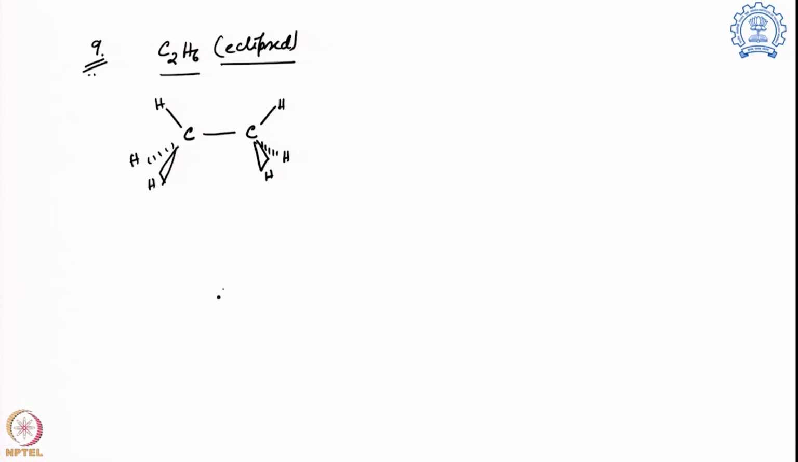So, the front carbon has hydrogen on the top, hydrogen on the left, hydrogen on the right. The back carbon has a circle, and its hydrogens are almost on top of each other. We are drawing them a little bit moved over so that we can see them properly. So, that is how it is happening, almost on top of each other. What is the point group symmetry of this molecule?